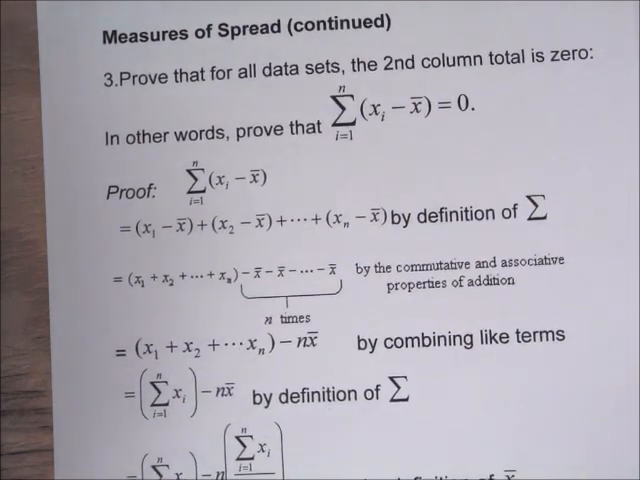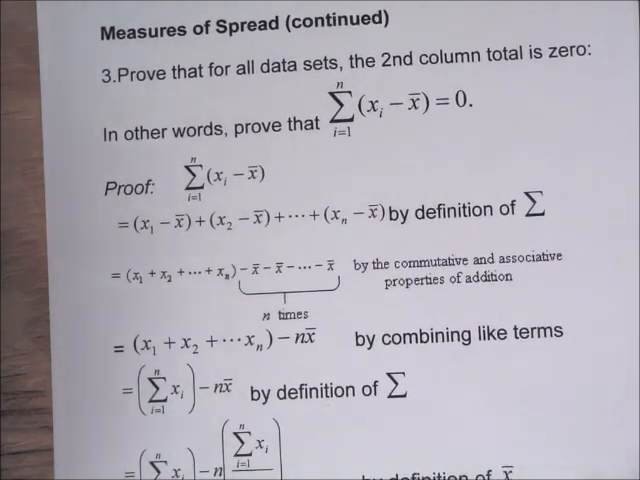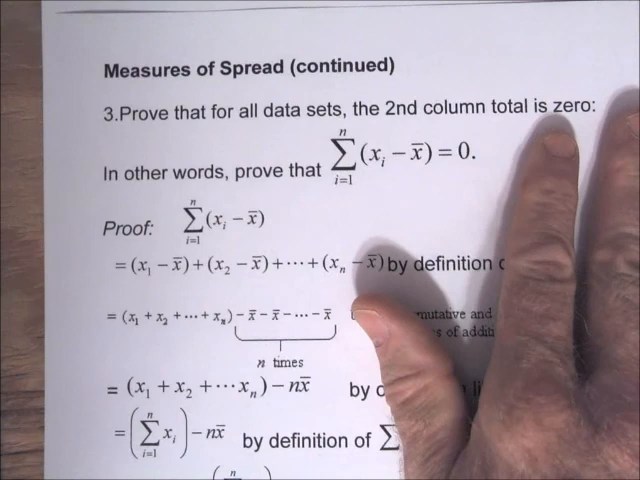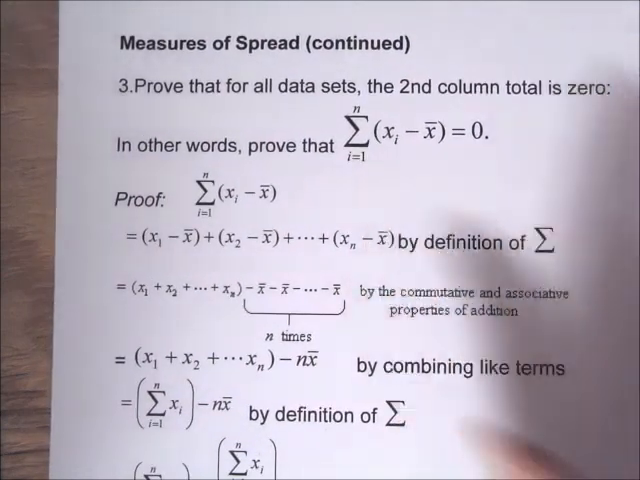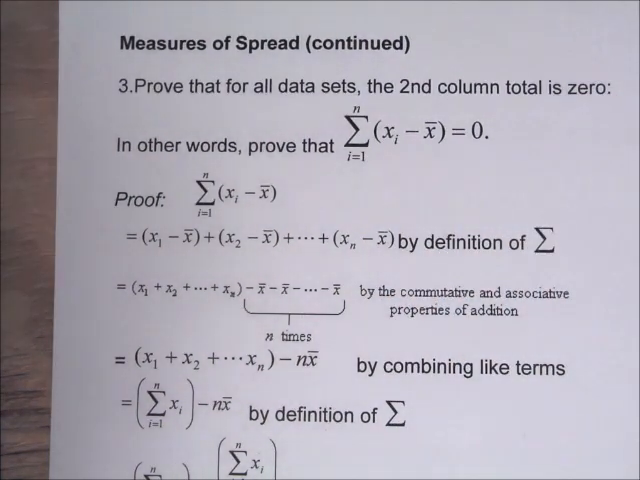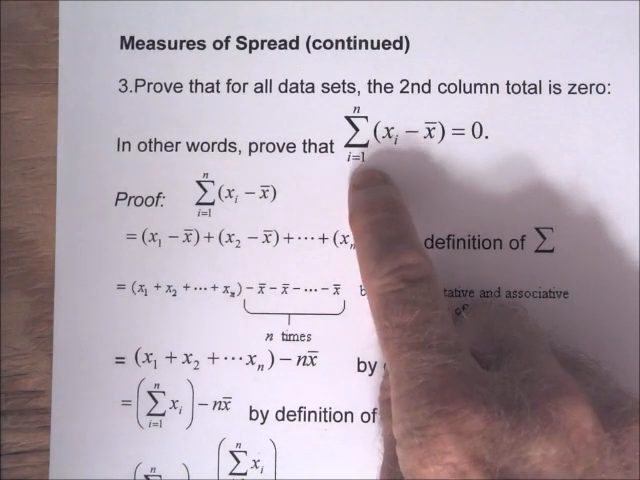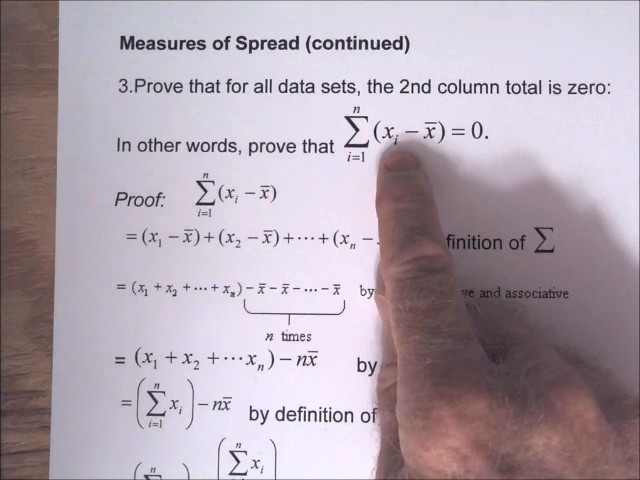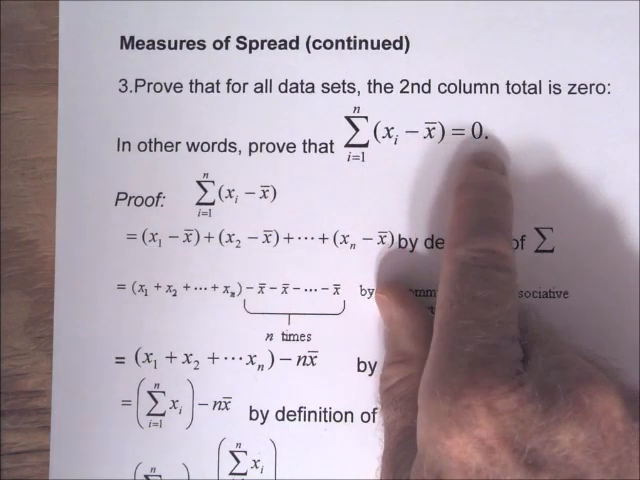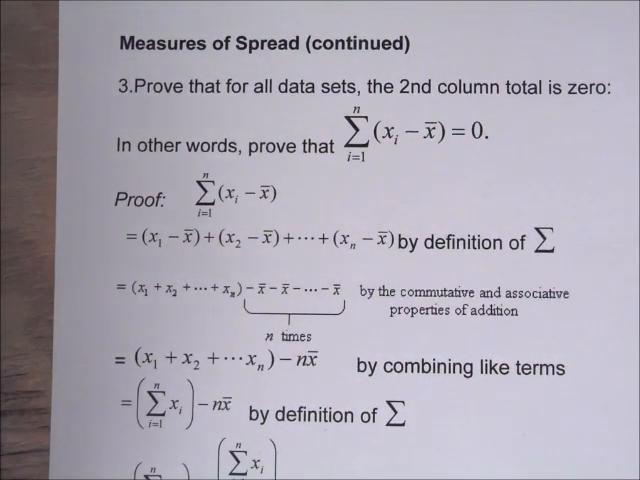I mentioned that the middle column total should be 0. Here's a proof. We're not going to be doing a lot with proofs, but this is one that I would like you to know. Prove that for all data sets, the second column total is 0. In other words, prove that the summation as i goes from 1 to n of each exam score xi minus the mean is equal to 0. And here's the proof.